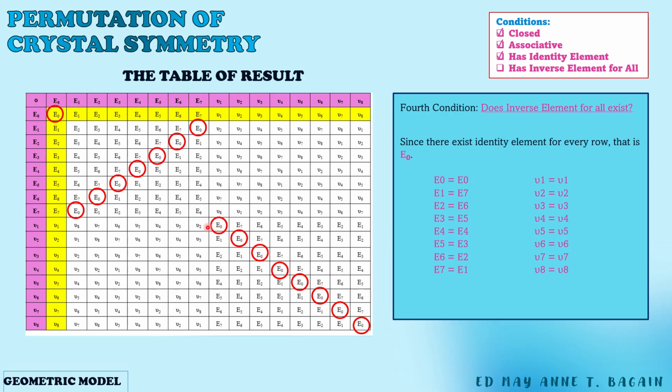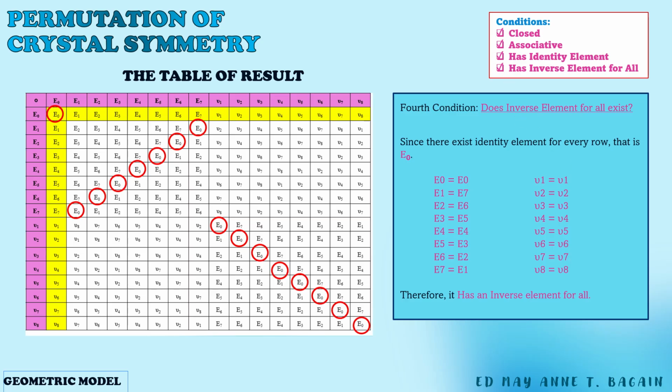So anything where the two elements have the intersection of e sub 0, that would be the inverse element of those two. As we can see here, the epsilon sub 1, the inverse element is epsilon sub 1 as well. And the same with epsilon sub 2, it's 2, epsilon sub 3 is 3, epsilon sub 4 is epsilon sub 4, and so on and so forth. Therefore, we know that it has an inverse element for all because all of the elements have an inverse element each. So it's check as well.